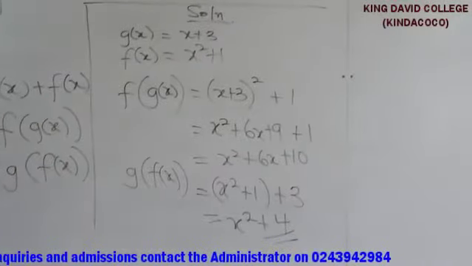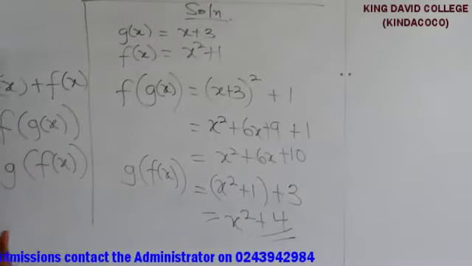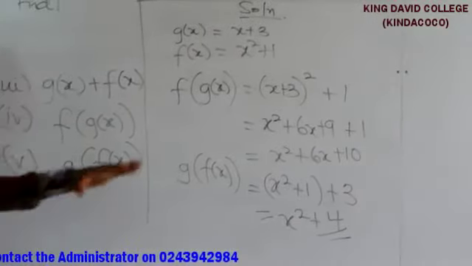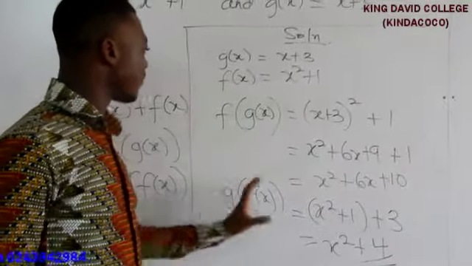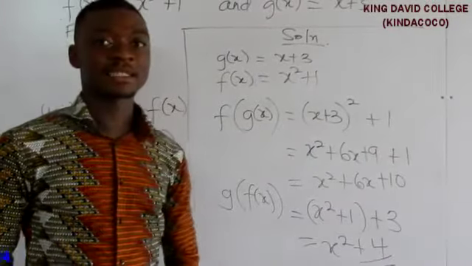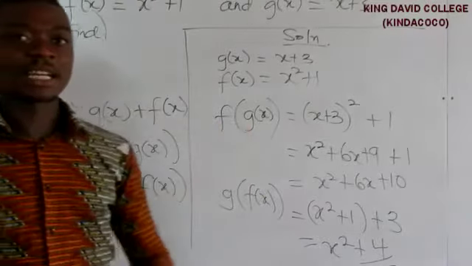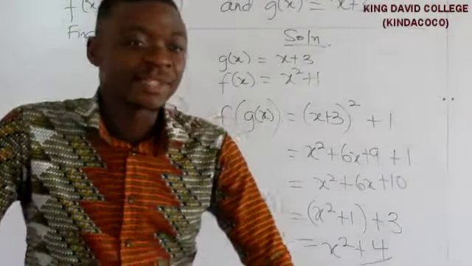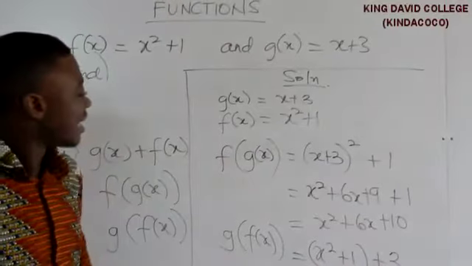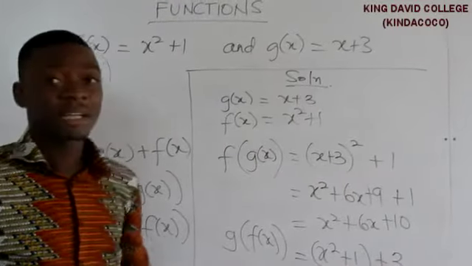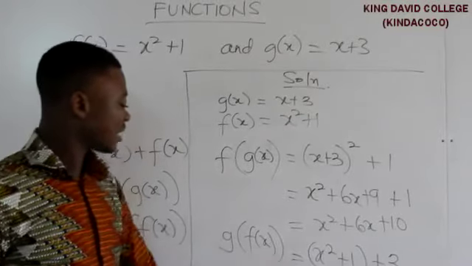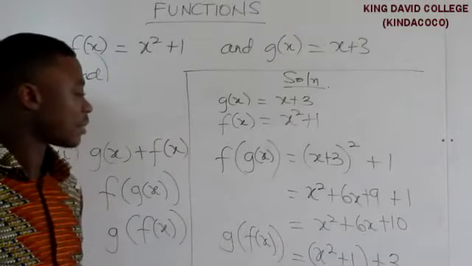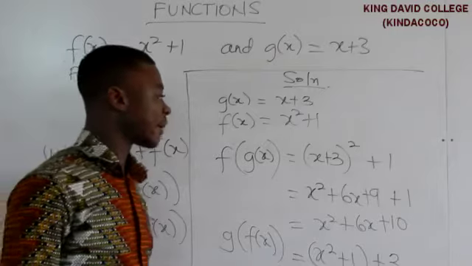So this is not a special case so much, but it's worth knowing that anytime we give you something like this, always put the function that is within the bigger bracket into the function that is outside the bracket. Okay, same with this, you put the f of x into g, as simple as that.